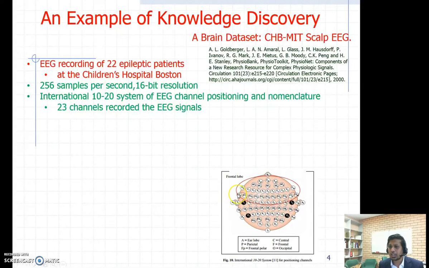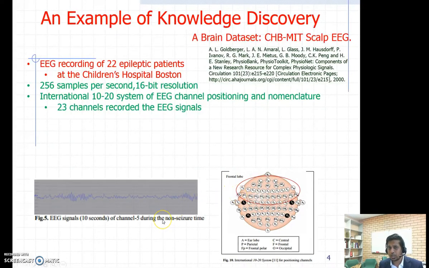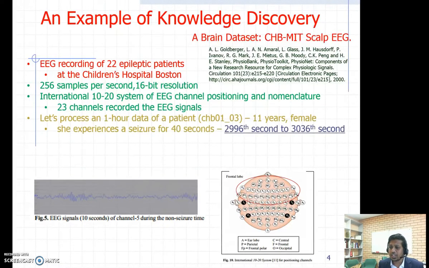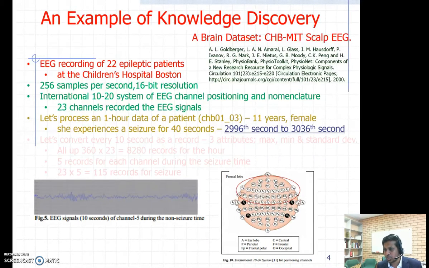This is the convention, and each of these channels observes or records an EEG signal, which looks like this. The signal can be a seizure signal or a non-seizure signal. If it is a non-seizure signal, then generally this is how the signal looks. In this example, we have just used 1 hour of data of one particular patient. She is a young girl of 11 years of age, and she experienced 40 seconds of seizure during this 1 hour. During these 3,600 seconds, there was a 40-second time window when she experienced seizure.